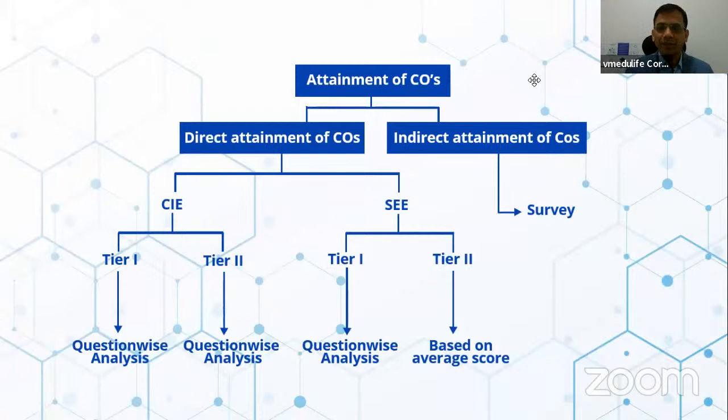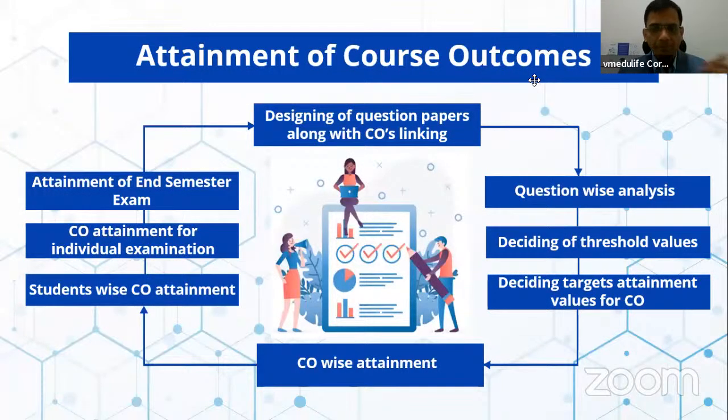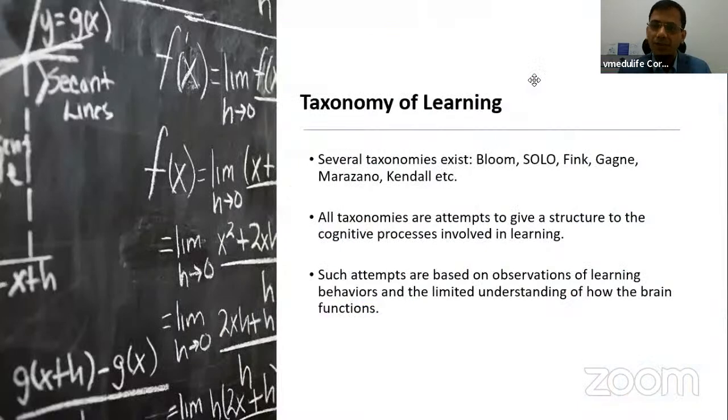Done. As we discussed in the last slides how the question paper should be designed, those practices will be followed over there. Again the same slide: question wise analysis, deciding threshold values, deciding target attainment values for CO, CO wise attainment, student wise CO attainment for individual exam, and attainment of the end semester examination.